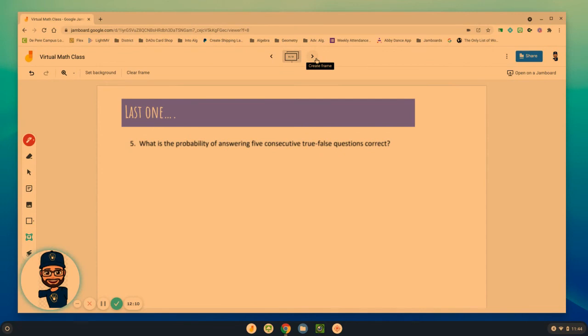What is the probability of answering 5 consecutive true-false questions correct? Okay, well, what's the probability of you getting 1 true-false question correct? If you just guess, 1 out of 2, you have 2 choices. You could guess true, or you could guess false. Okay, and that means you have a 1 out of 2 chance in getting it correct. And therefore, if there's 5 of those, I'm going to do that to the 5th power, which would be 1/32. You'd have a 1 out of 32 chance in getting all 5 of those correct. So that's the idea behind these power functions.